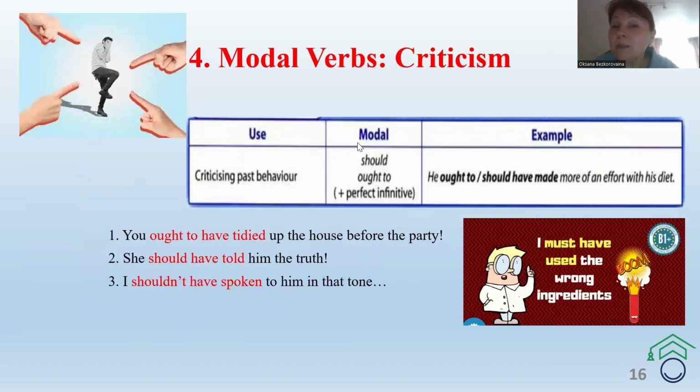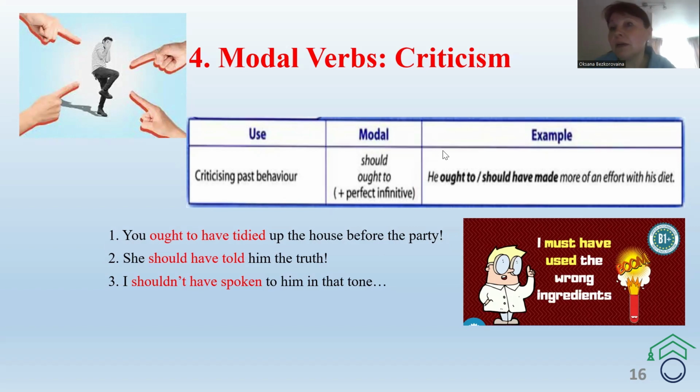One more additional meaning is criticism. Criticizing past behavior. For criticizing past behavior, we use should and ought to plus perfect infinitive. Bear in mind, when we speak about the past situations, we use perfect infinitive. The example is, he ought to have made more of an effort with his diet. He ought to have made. It means he didn't make enough effort, yeah, to stick to the diet. Or he should have made more of an effort with his diet.